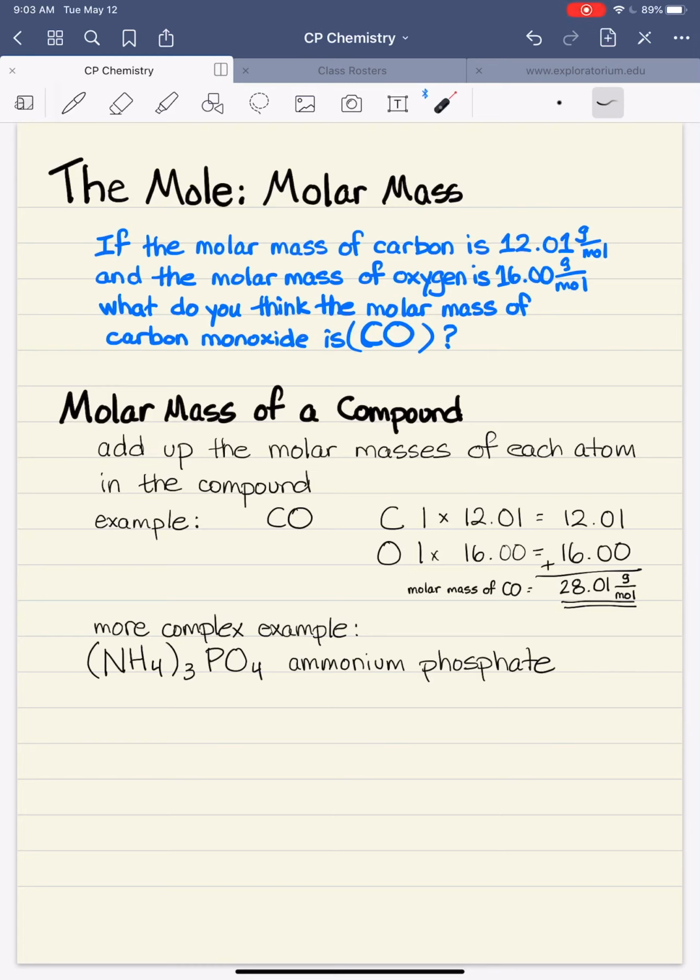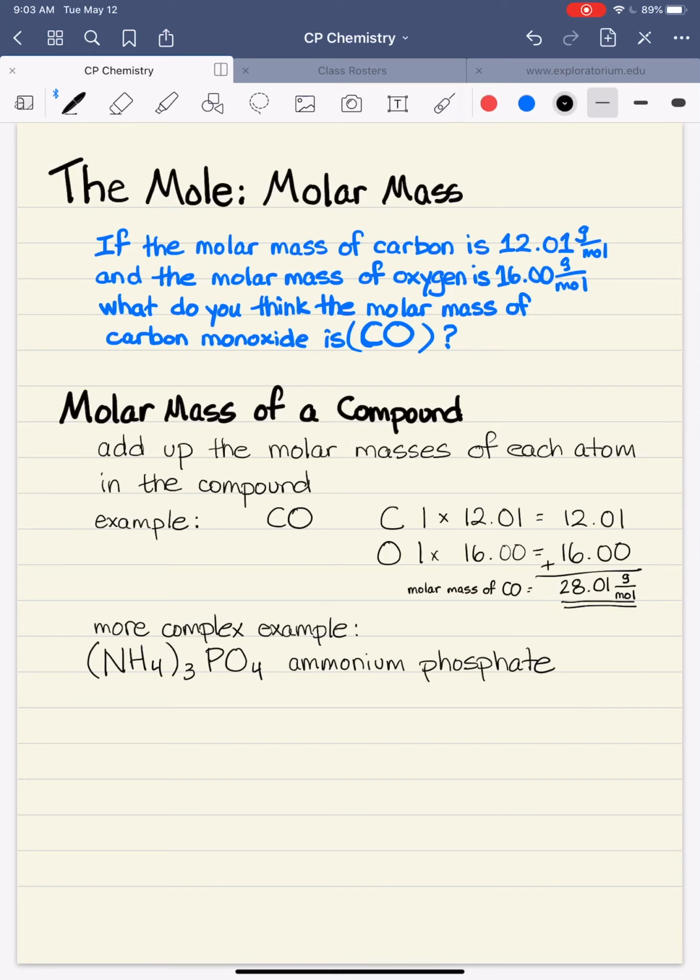All right, I've got a more complex example for you here. (NH4)3PO4. We're going to figure out the molar mass of that. Now, if you think you know how to do it, pause the video here and go ahead and try it on your own. All right, I'm going to go ahead and do the example here, and you can see what I'm doing.